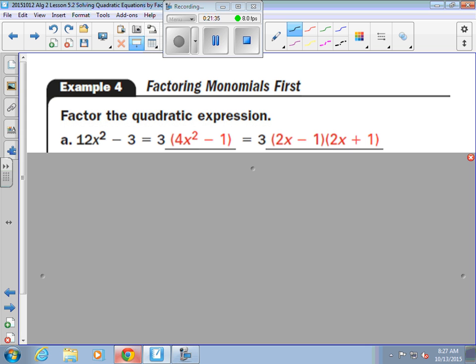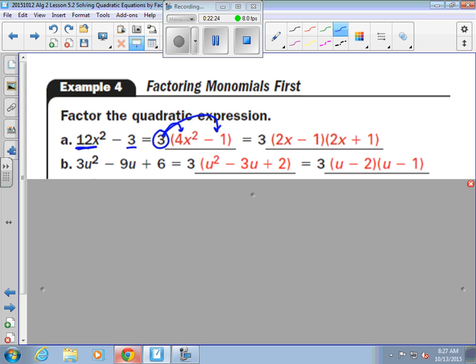12x squared minus 3. What number goes into both 12x squared and 3? The number 4 does. Oh, I'm sorry, the number 3 does. So right here, the monomial 3 is taken out. So it's 3 times 4x squared minus 1, or 3 times what gives you 12x squared, so it's 4x squared, and 3 times what gives you negative 3. So once you have that, now you have the difference of two perfect squares. 4x squared minus 1 will be 2x plus 1, 2x minus 1, and it's still 3 times both of those.